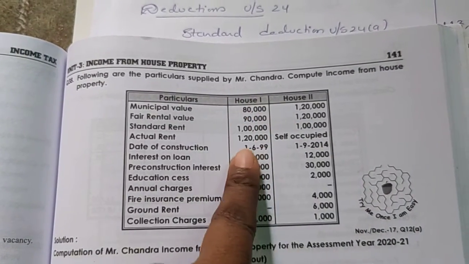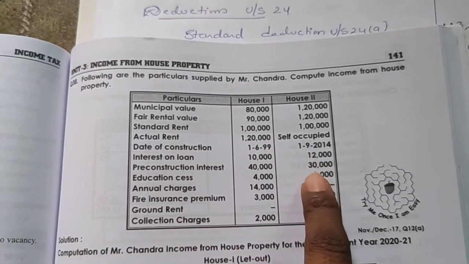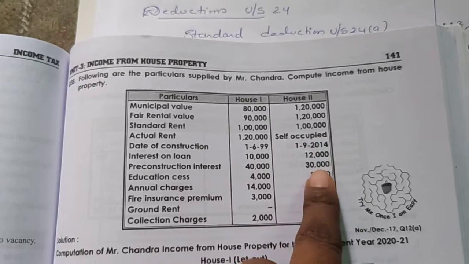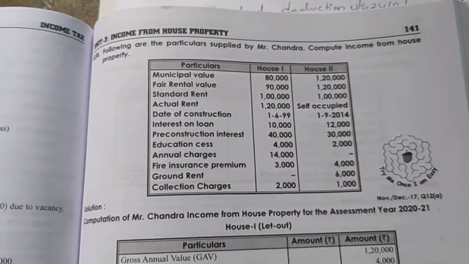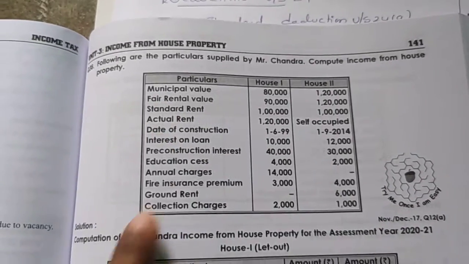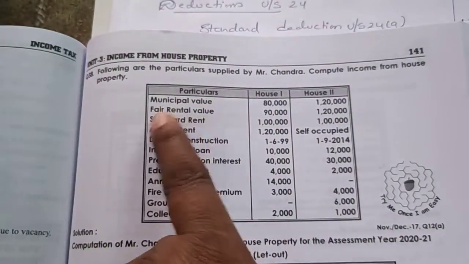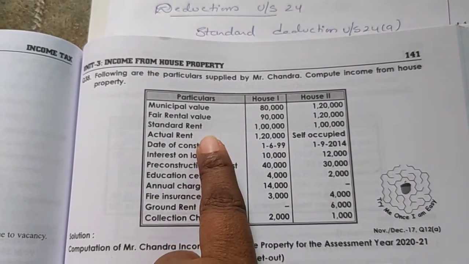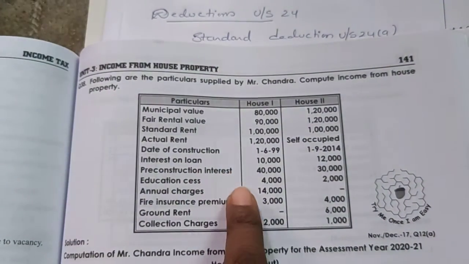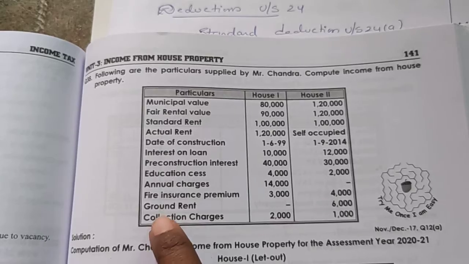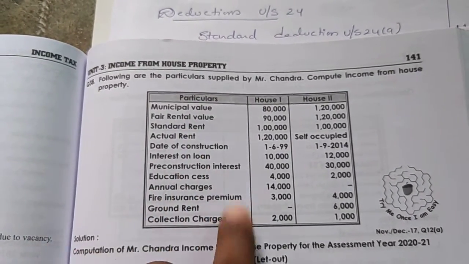Here we have to calculate GAV for house 1. House 2 is self occupied, so its NAV itself will be nil, and there is no need to calculate GAV for house 2. Now observe house 1. MRV, FRV, standard rent, actual rent, date of construction, interest on loan, pre-construction interest, education cess, annual charges, fire insurance premium, ground rent and collection charges have all been given in the question.